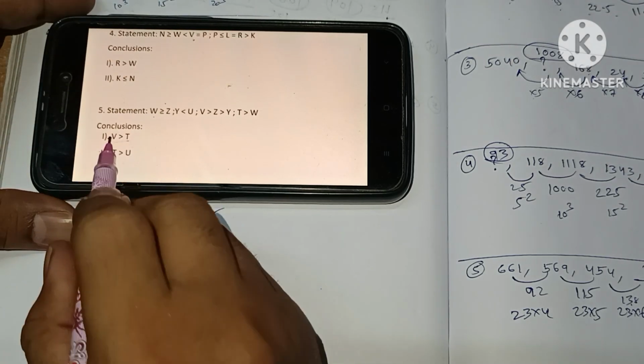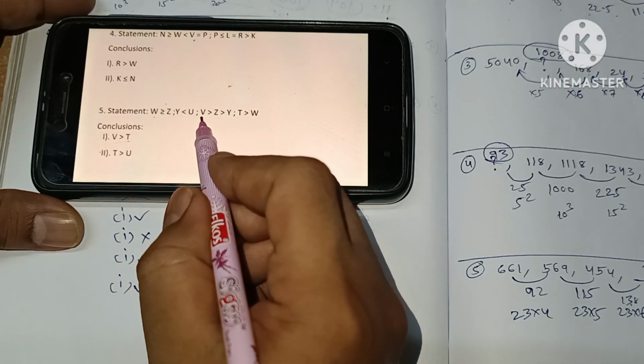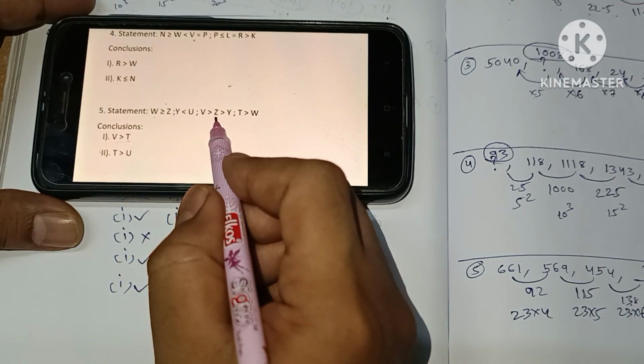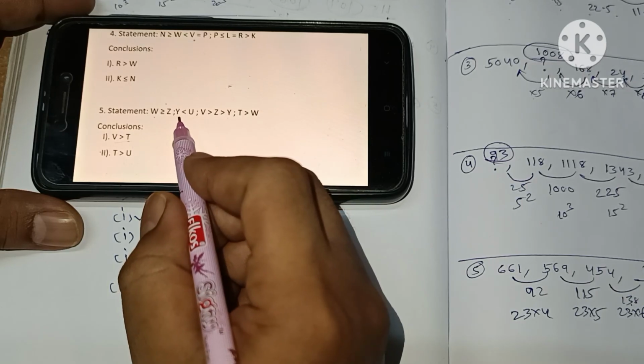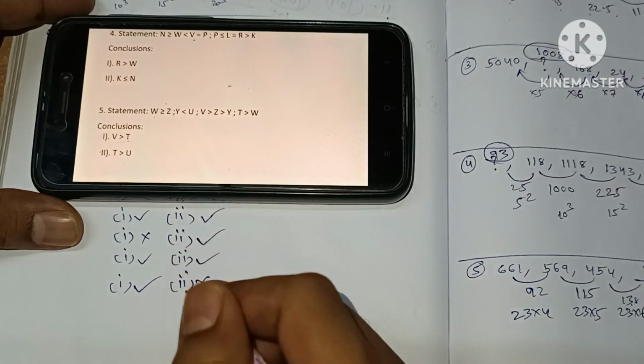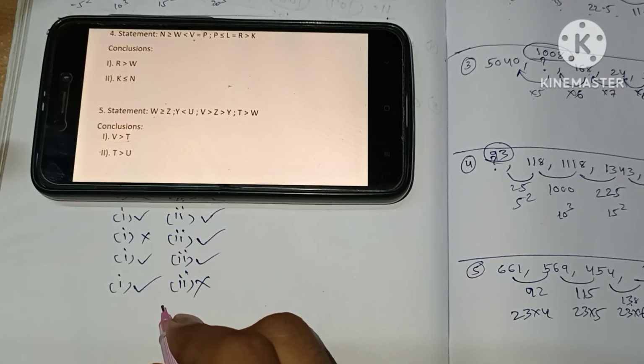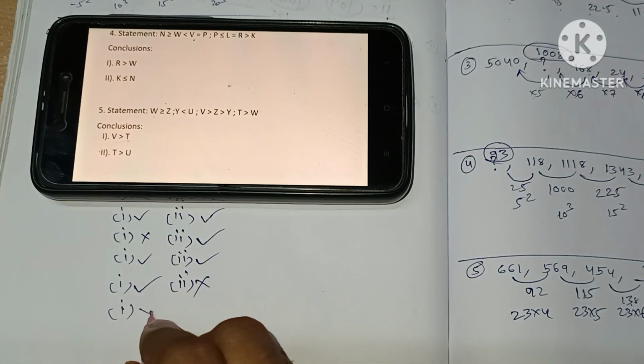Last question. The flow from V to T. From V we can reach Z, and from Z we can reach Y, but not T. So the first conclusion will be false.